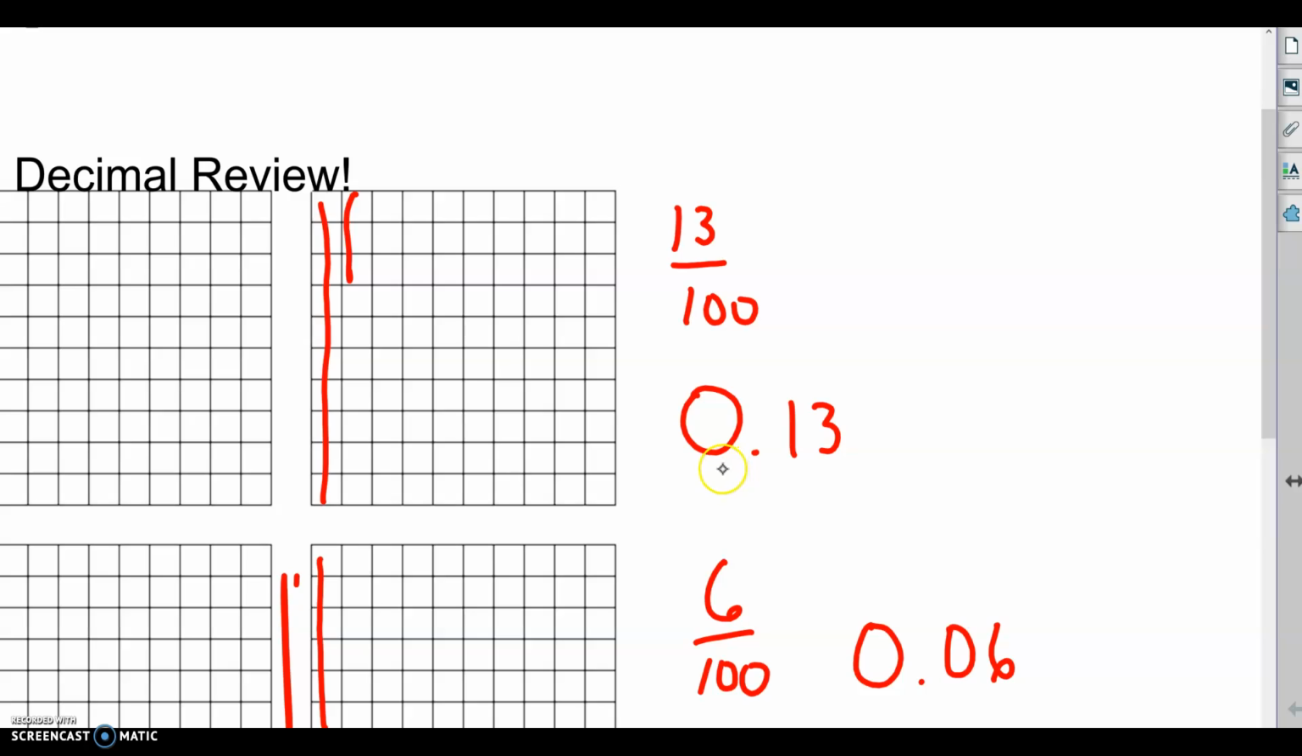So you remember, this is your ones place. You'd read this and then you'd say 13, and wherever that last number is, you'd say what place it's in, tenths.